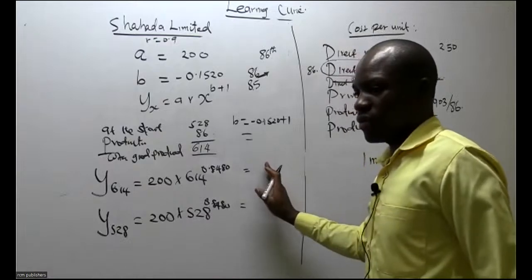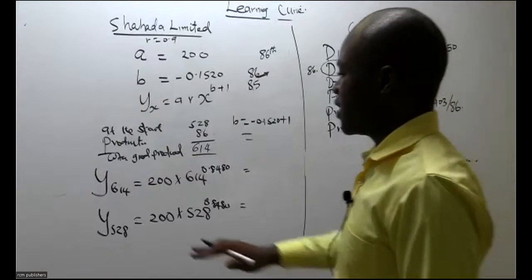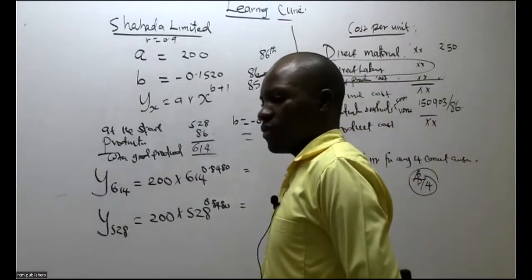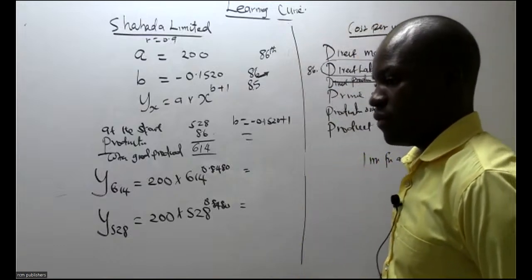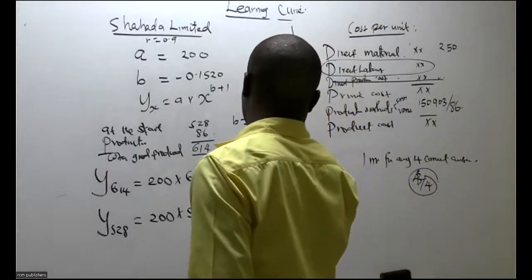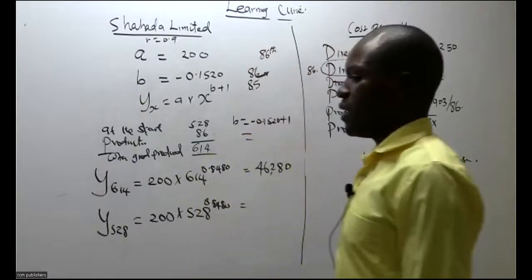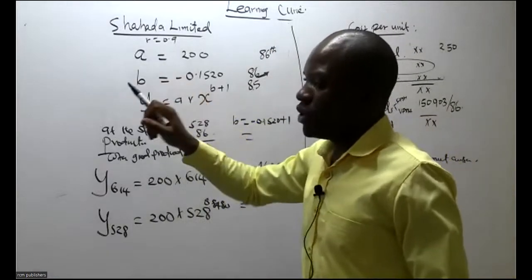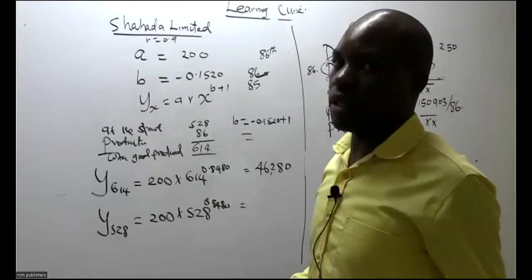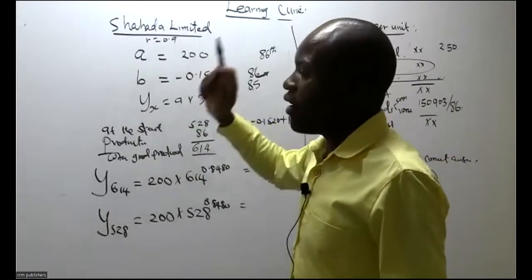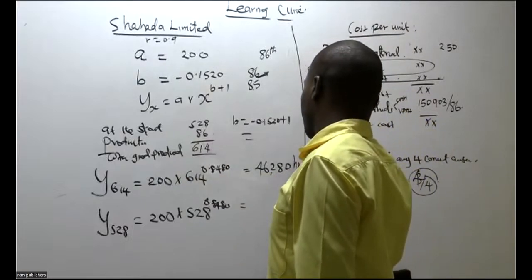So go ahead and give me the totals for each. For the first 614, how much do we have? 46,280. And I want us to be very keen. In the other question which we just did up there, we were given the labor cost per unit. Here, we were given the labor hours per unit. So this one will not be shillings, but hours.